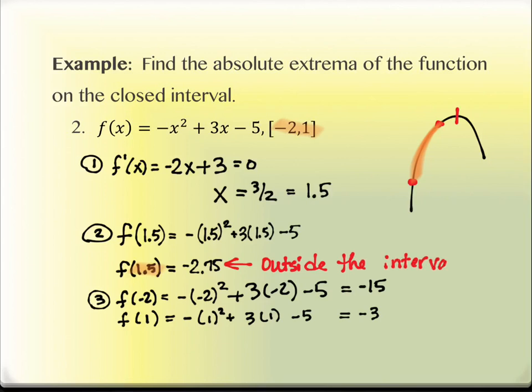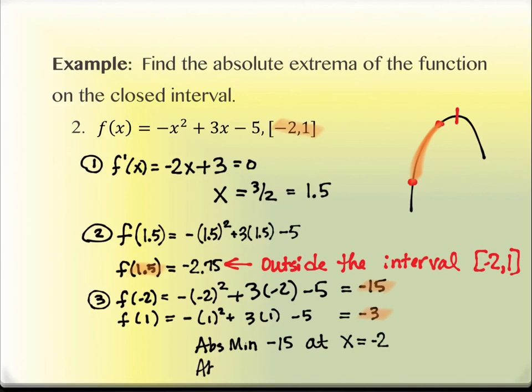It's outside the interval that I was given, which was negative 2 to 1. So it means I can't consider it as an answer because it's not on my interval. So these are my two values, negative 15 and negative 3. Which one is the smallest? Negative 15. So this is my absolute minimum. My absolute minimum is negative 15, and it is at x equals negative 2.